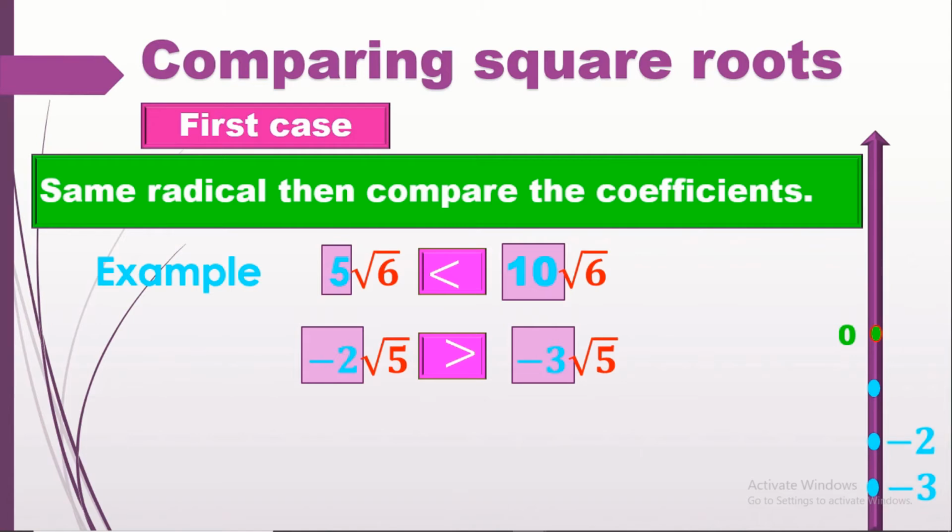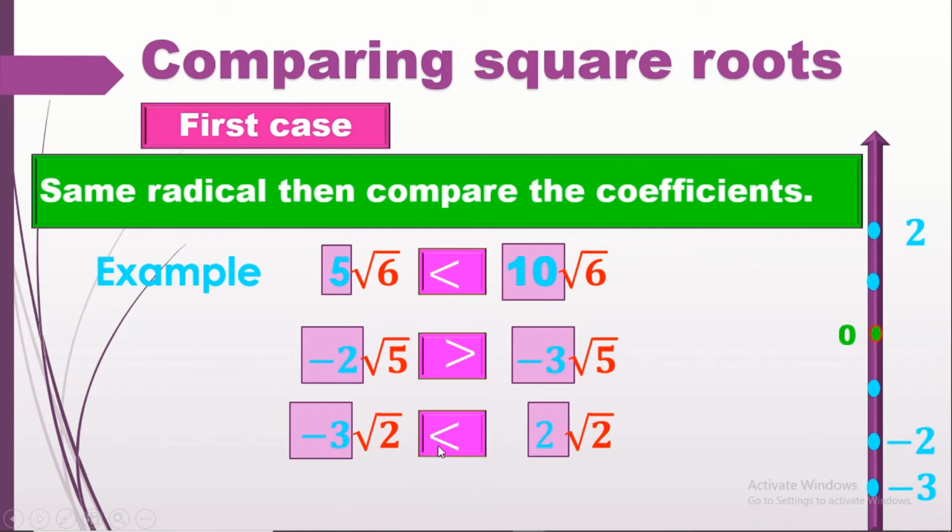Also, if we have minus 3 radical 2 and 2 radical 2, we compare the coefficients since we have the same radical 2. The coefficients are minus 3, which is negative, and 2, which is positive. Well, sure, negative numbers are less than 0 and also less than the positive numbers. So minus 3 is less than 2. Then minus 3 radical 2 is less than 2 radical 2.